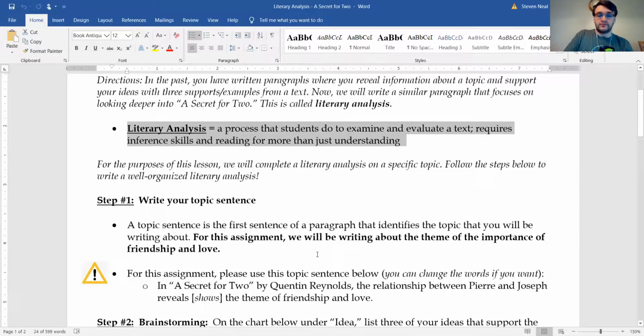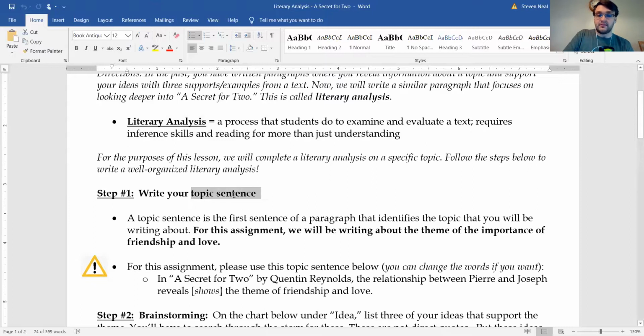So first of all, we're going to talk about our topic sentence. Remember, a topic sentence is what introduces our topic to the reader. For this assignment, this is our topic. Let me repeat this one more time. This is the topic for our literary analysis. We will be writing about the theme of the importance of friendship and love in A Secret for Two. So you're going to be telling me what parts of the text show the theme that it is important to have friendship and love.